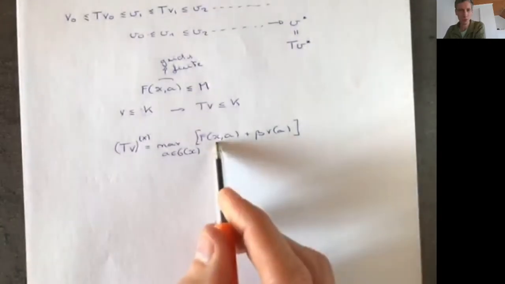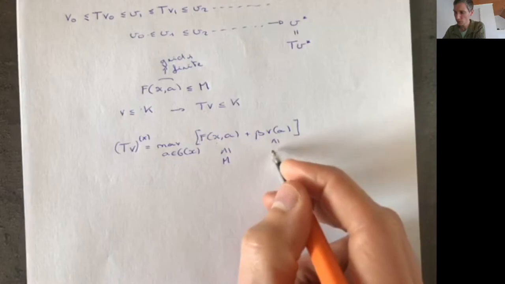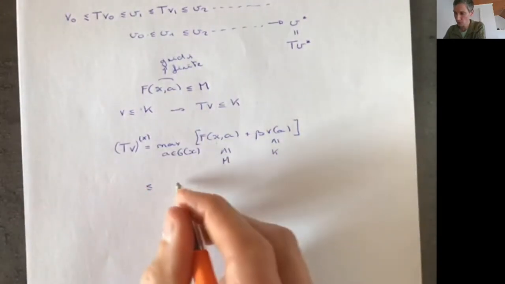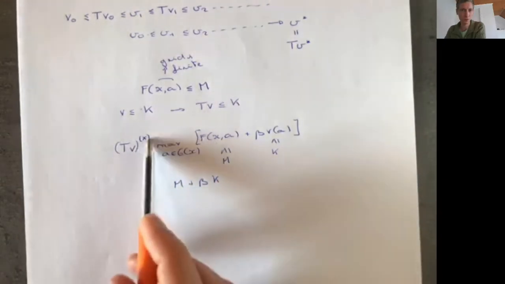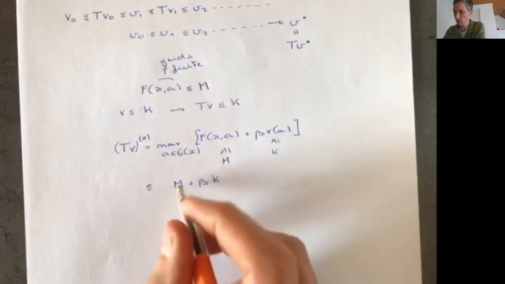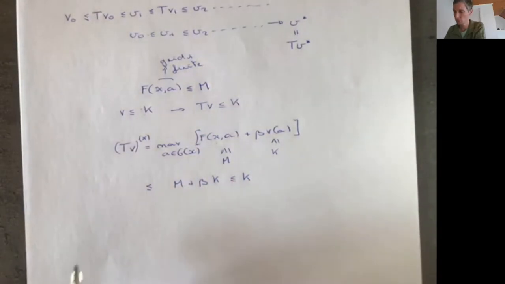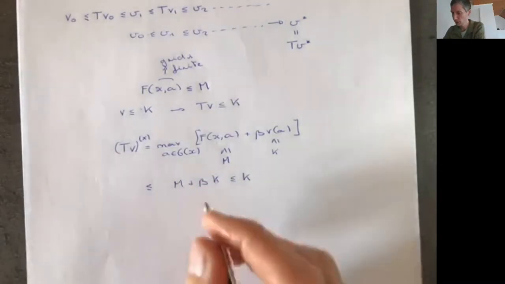Okay, we know that this one is lower or equal to m. And we know that this one is lower or equal to k, right? So we know already that this maximum is less or equal to m plus beta k. And you want to show that Tv of x is also lower or equal to k. So if you can show that this is lower or equal to k, then we're done. Okay, so basically we only need to find the value for which this is satisfied.